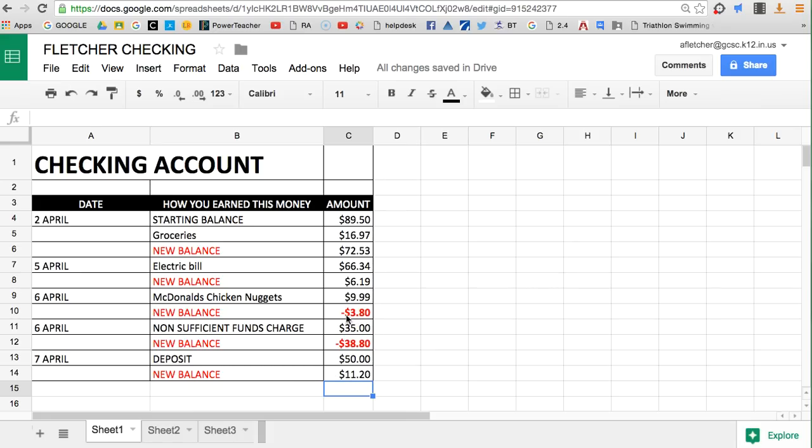There's a good lesson here in knowing how much money you have and not spending more than you have because it ends up costing you a lot. We only messed up by $3.80, but look, it cost us $38.80. And the $35 charge, it might be more than that at your bank. Okay, so then turn this in through Google Classroom.